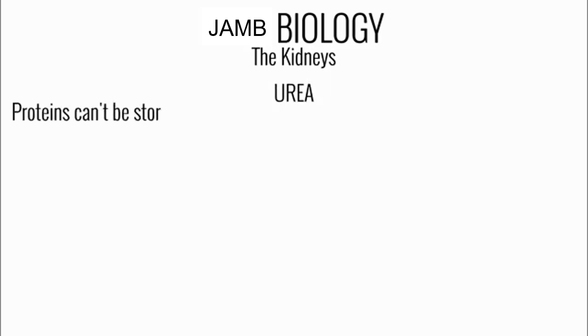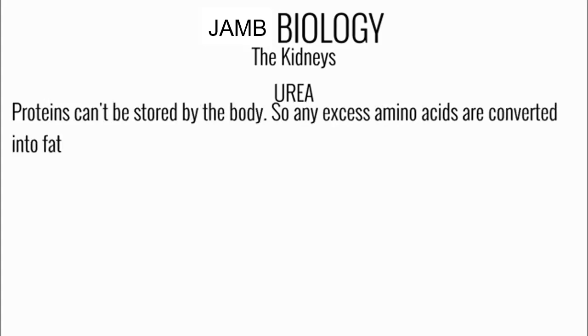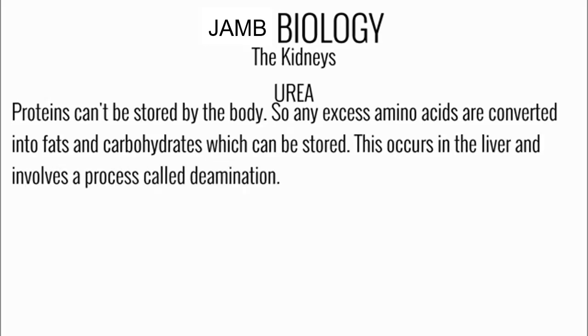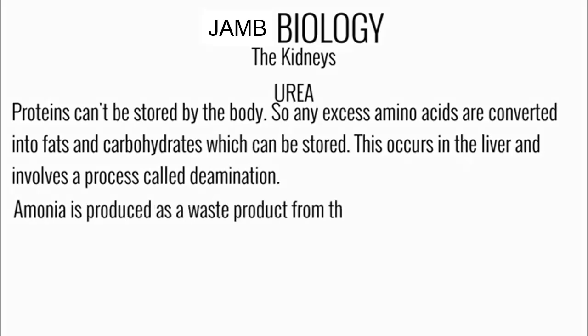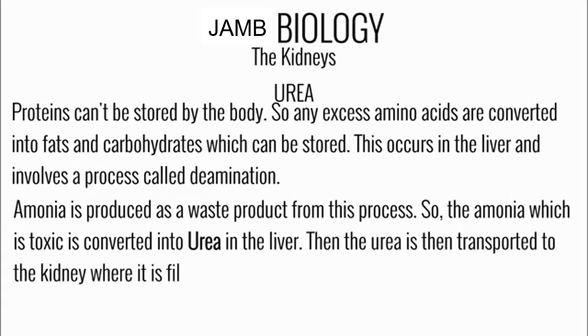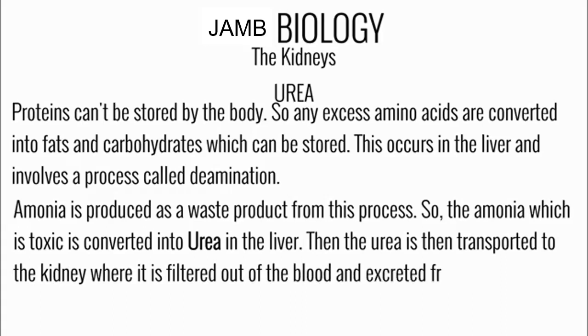Proteins can't be stored by the body. So any excess amino acids are converted into fats and carbohydrates, which can be stored. This process occurs in the liver and involves a process called deamination. Ammonia is produced as a waste product from this process. The ammonia, which is toxic, is converted into urea in the liver. Then urea is transported to the kidney, where it is filtered out of the blood and excreted from the body in urine.